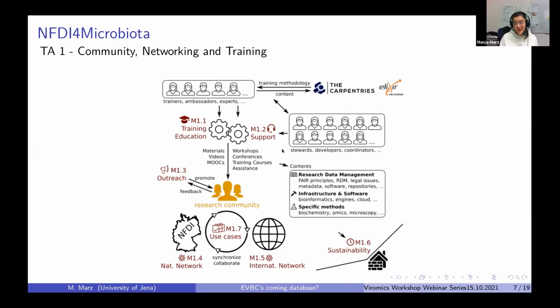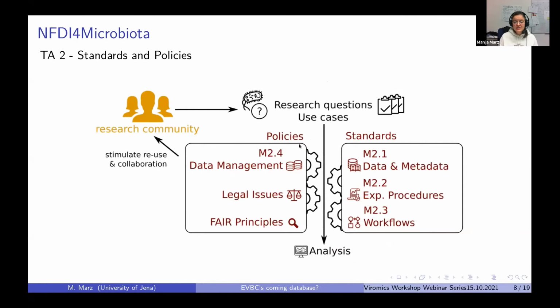But also have a lot of support, maybe by data stewards, data curators, also developers, of course, and coordinators, and bring that together and really reach out to the community at that point. Then we follow a lot of policies and standards.